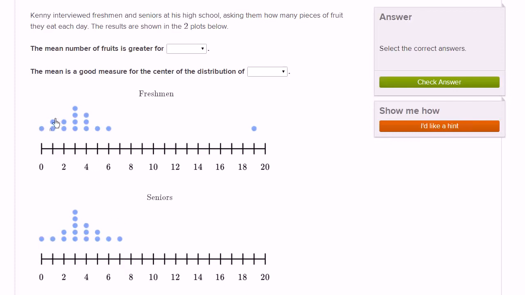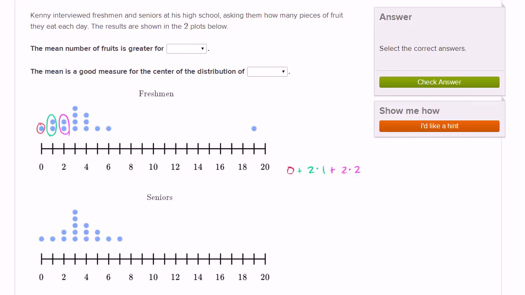So let's first think about the mean number of fruit for freshmen. So essentially, we're just going to take each of these data points, add them all together, and then divide by the number of data points that we have. So we have one data point at 0. So I'll write 0. And then we have two data points at 1. So we could say plus 2 times 1. And then we have two data points at 2. So we can write plus 2 times 2.